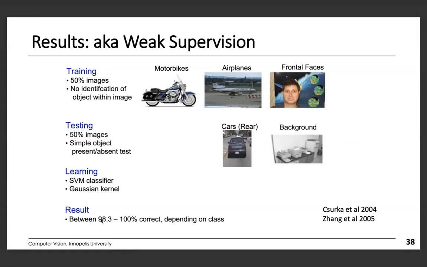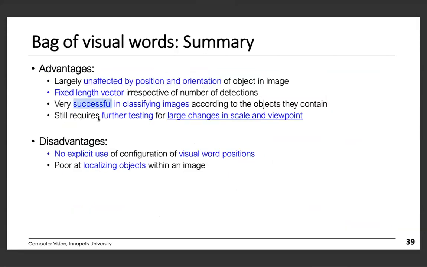So as we said, this is impressive, but it's only impressive because we are building a very simple data set and a very toy example. This model in real life is not going to hold, right? It's not going to work. You're not going to be building something interesting with it. So it still requires further testing for large changes in scale and viewpoint. The disadvantages: no explicit use of configuration of visual word positions, and poor at localizing objects within an image.